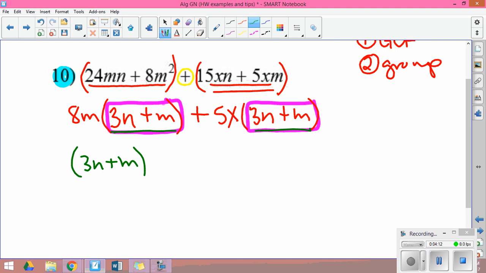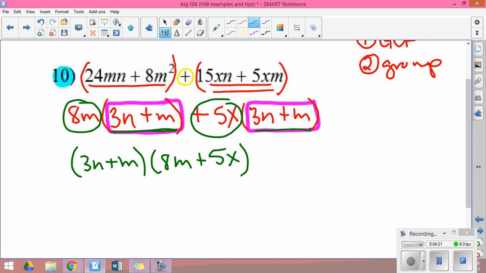And when I take it out of here, I'm left with 8m plus 5x. Again, if you FOILed this, first, outer, inner, last, you'll get back to the original. That would be how you would check. To check it, use FOIL. So factoring and foiling are opposite operations, thinking about undoing each other.